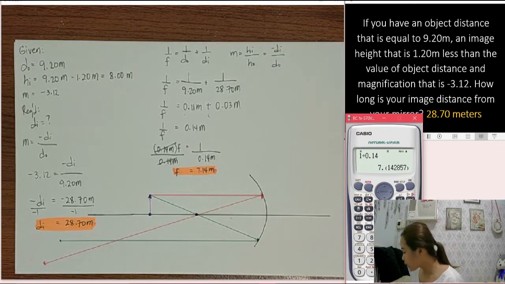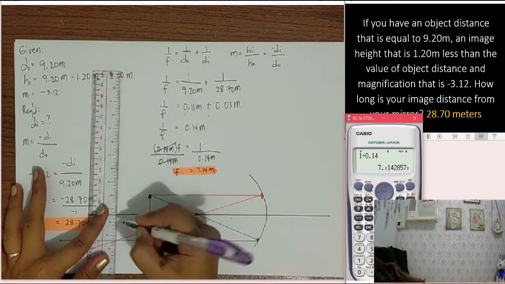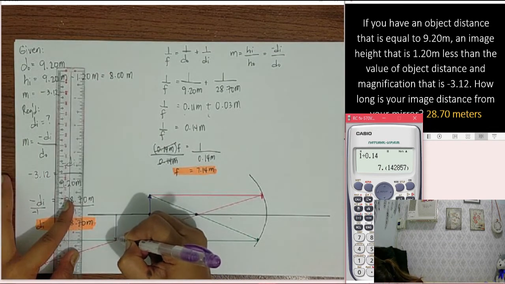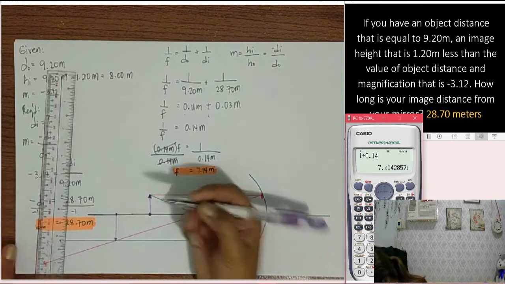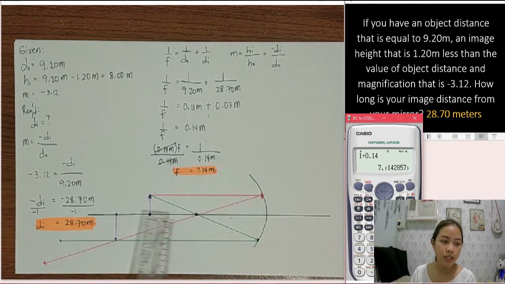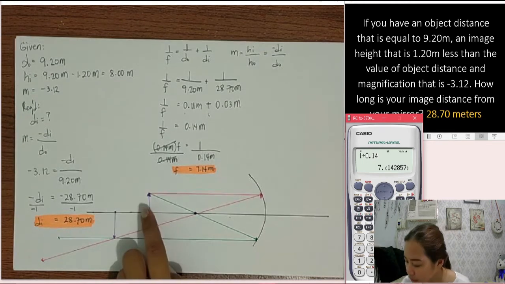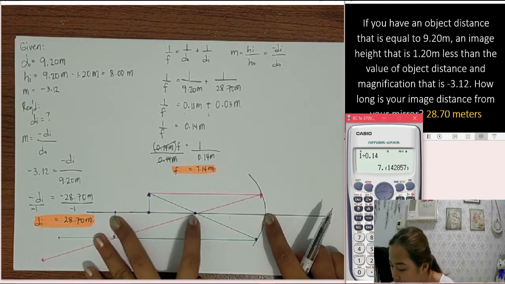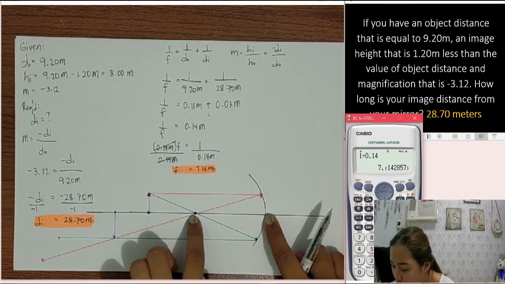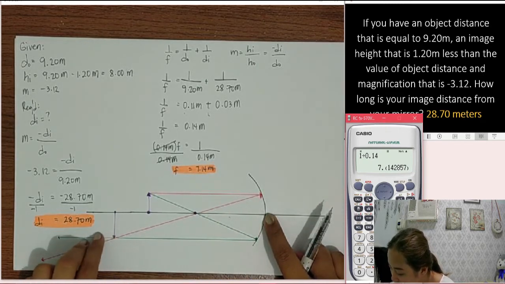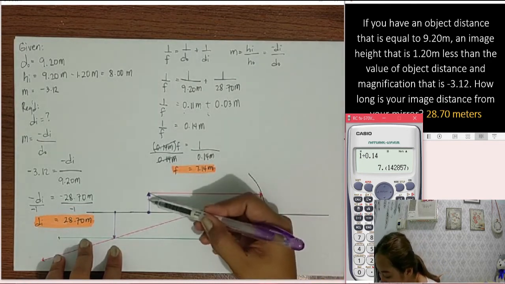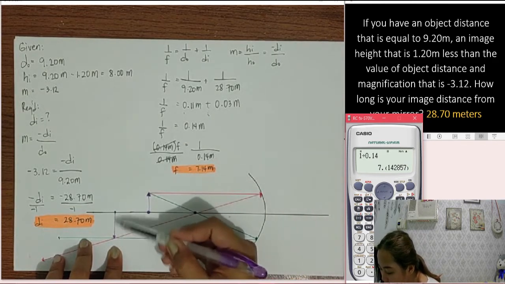So with that, let us have here, let me draw an arrow. Okay, so this is now the image. This is for the object. Now this is our ray diagram. So this is for the DO, the distance between the object and the mirror. F is the distance between the focal point and the mirror. The DI is the distance between the image and the mirror. And this is for the HO, the height of the object, and HI for the height of the image.